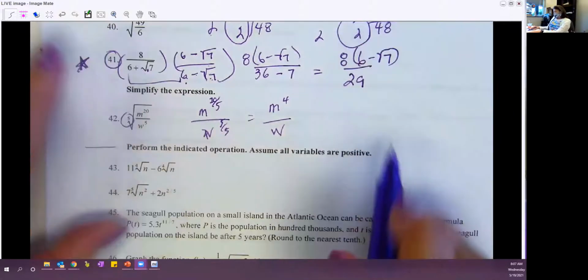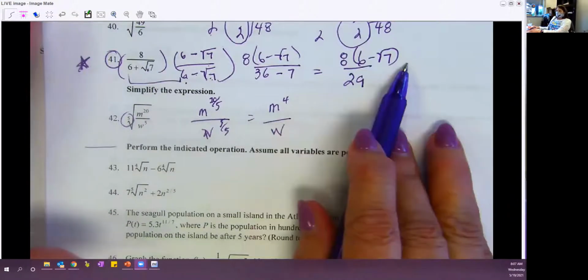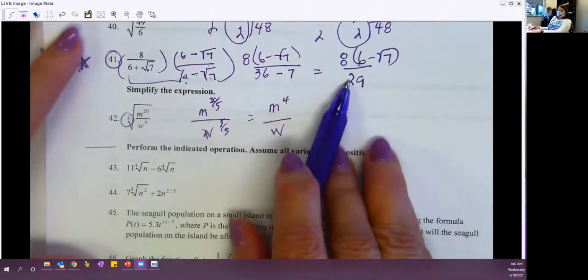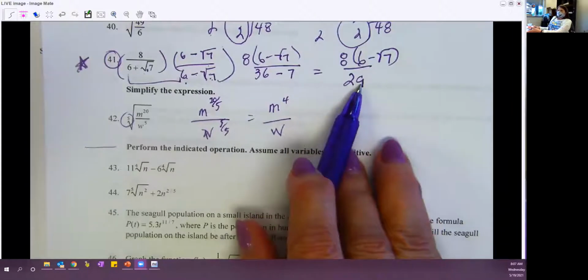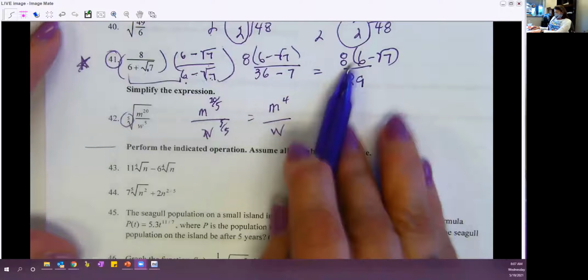Now your answer choices might, they might distribute that. It might say 48 minus 8 square root of 7. If this had been something that would reduce, if these had both been even or divisible by 4 or something, we would have done that. But otherwise, this is fine as your answer.